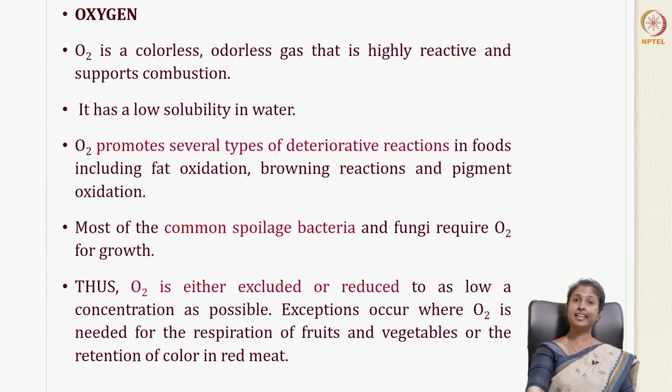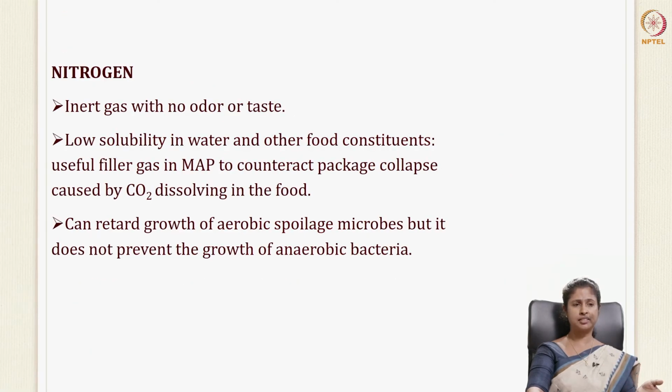Okay? The second gas that you can play with in a MAP is oxygen. Now, oxygen, though it is odorless and colorless, is very reactive, and it is one of the reasons for many chemical spoilages, and microorganisms require oxygen for their growth. So generally, you try to reduce your oxygen content in most of the packages. But in certain cases, for example, in fruits and vegetables and in meat products, you try to keep it at an optimum level. As discussed, if we completely eliminate the oxygen, the fruits and vegetables will no longer respire, and that will finally result in the decay of the product.